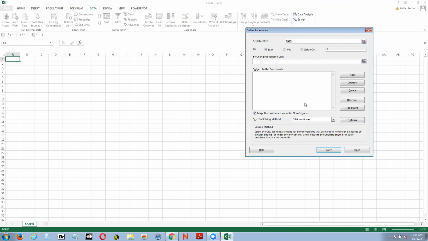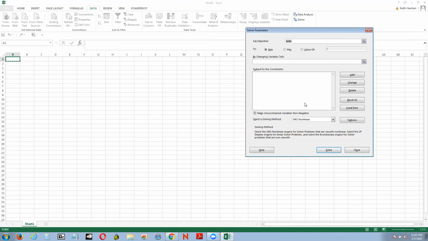Then we've got one of three types of things we can do, and all problems boil down to this. I have a target value, or I try to minimize something, or I try to maximize it. So I'm trying to do one of those three things, okay? That's where you come in.